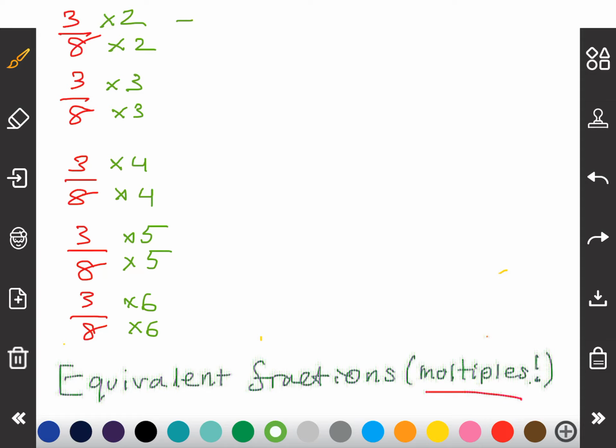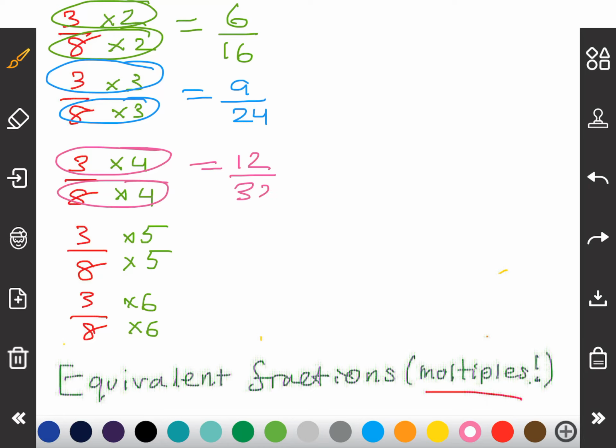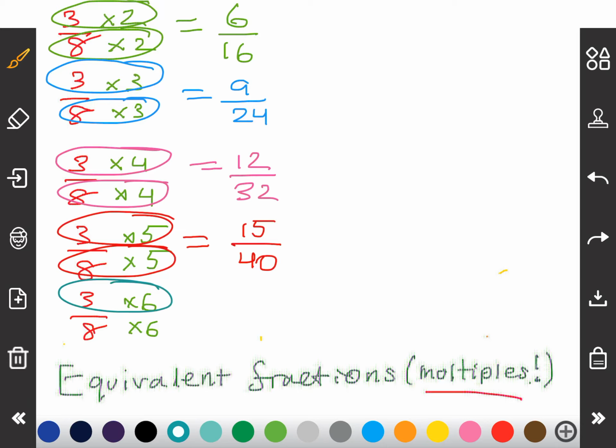So for the first one, 3 times 2 up top is 6, and 8 times 2 at the bottom is 16. For the second fraction, 3 times 3 is 9, 8 times 3 is 24. The third fraction, 3 times 4 is 12, and at the bottom, 8 times 4 is 32. The fourth fraction, 3 times 5 is 15, at the bottom, 8 times 5 is 40. Last but not least, 3 times 6 is 18, and at the bottom we have 48.